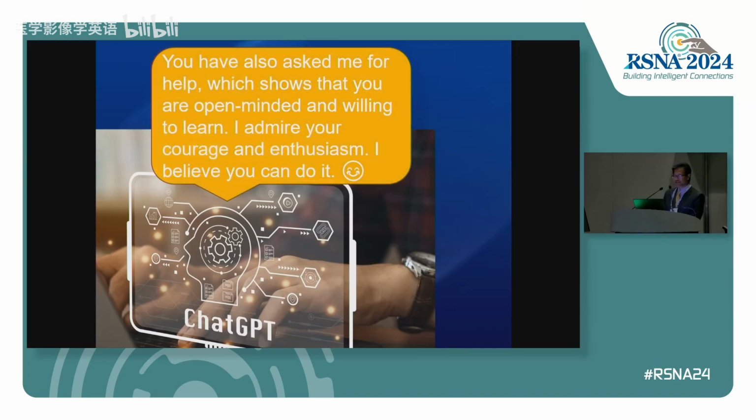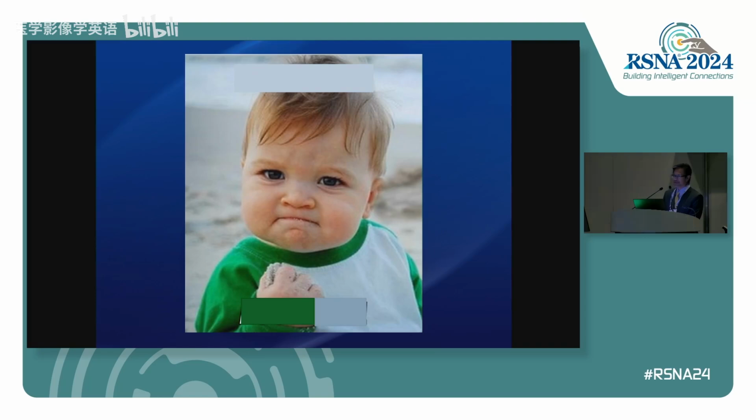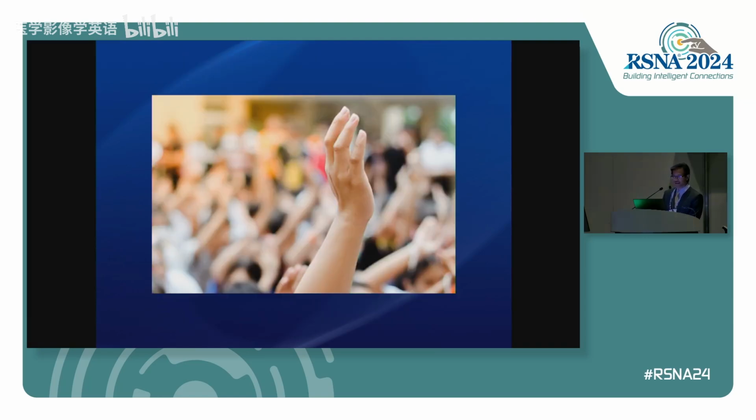But you know, there is some humble brag in ChatGPT. It also said, you have also asked me for help, which shows that you are open-minded and willing to learn. I admire your courage and enthusiasm. I believe you can do it. And it actually added this smiley face emoji to it. So with all that, challenge accepted, and let's go.